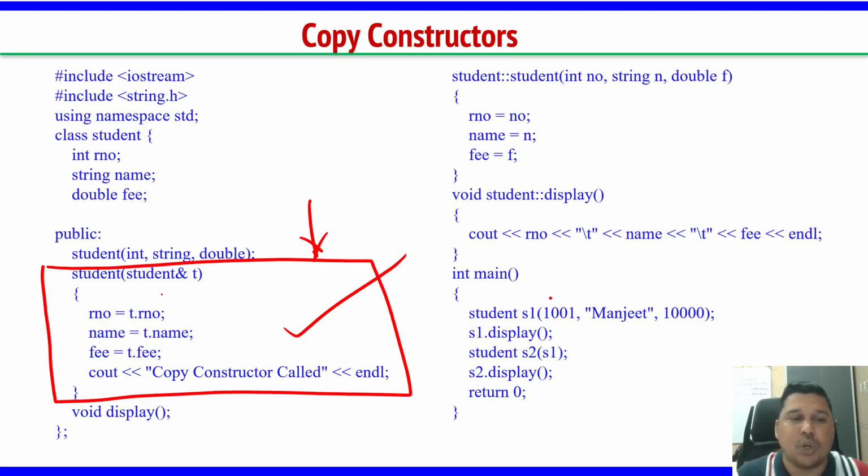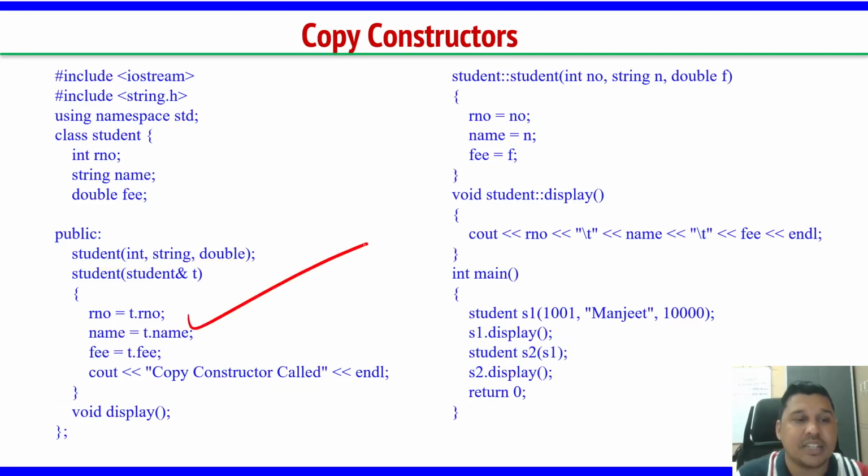So 1001 will go into S2 dot roll number, S2 dot name will contain Manjit, S2 dot fee will contain 10,000. Additionally, to differentiate between the default constructor which the compiler executes and the constructor which we are manually defining, I wrote a print statement, copy constructor called. So with this, now the contents of one object are copied into another object.